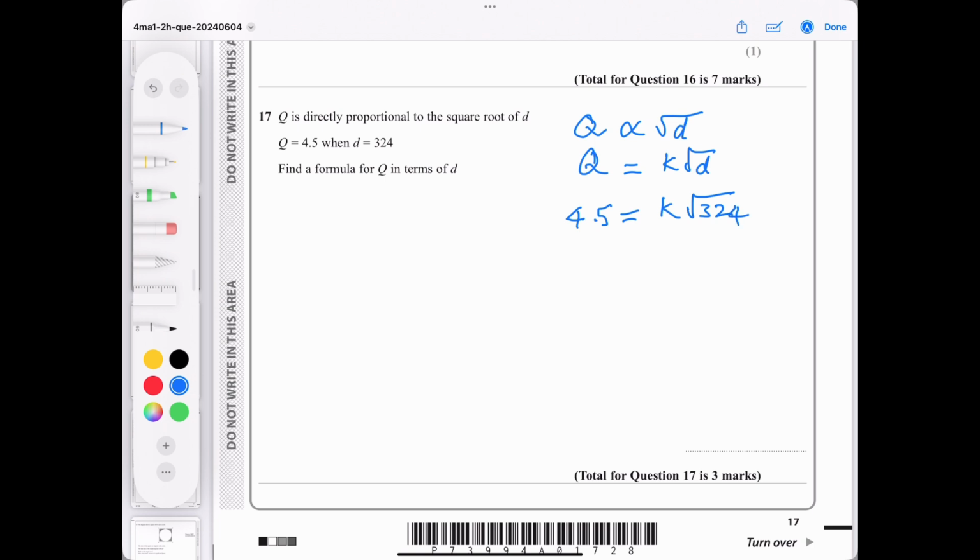So let's find the square root of 324. It's going to be about 16, I think. No, 17, 18, I don't know. 324 equals, so that's 18. So 4.5 equals 18k. By the way, I should have really put those the other way around. So k equals 4.5 over 18, if we divide through both sides by 18, and that should equal 1/4. So k equals 1/4, and then we write out the formula again, and it will be Q equals 1/4 root D. There you go.